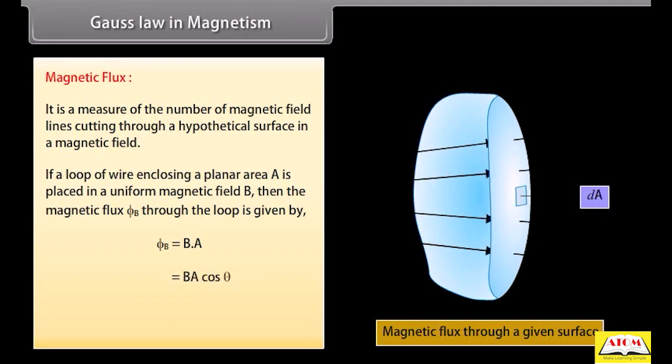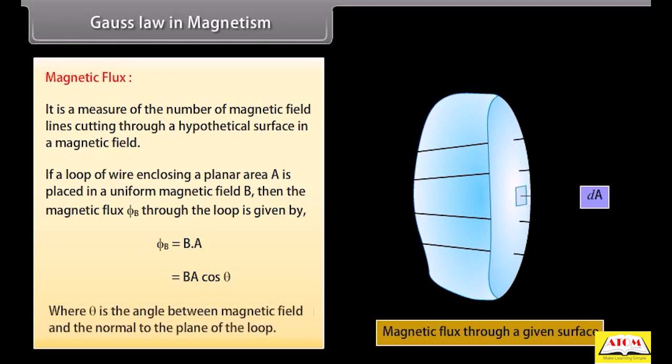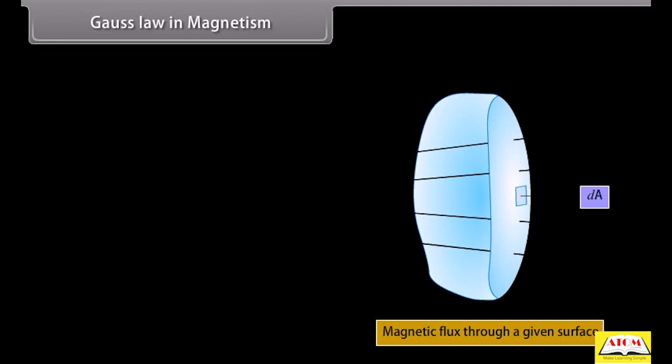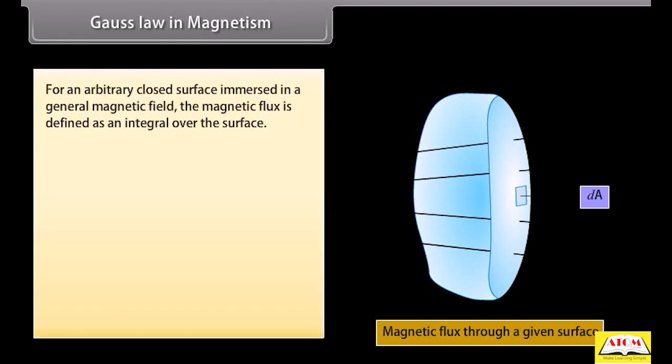which is equal to BA cos θ, where θ is the angle between the magnetic field and the normal to the plane of the loop. For an arbitrary closed surface immersed in a general magnetic field, the magnetic flux is defined as an integral over the surface. Φ_B is equal to the closed integral of B dot dA.